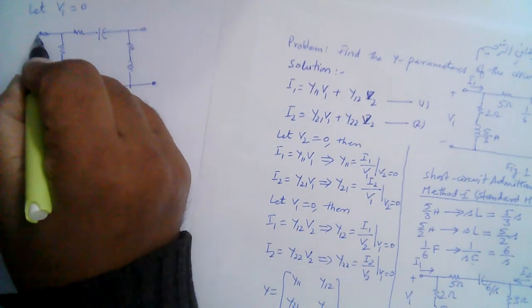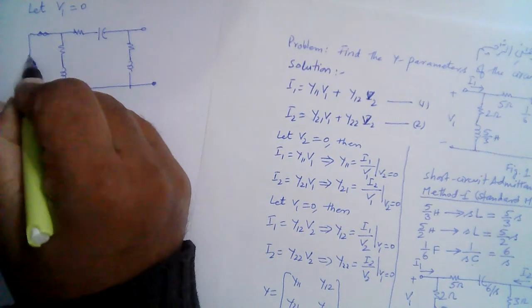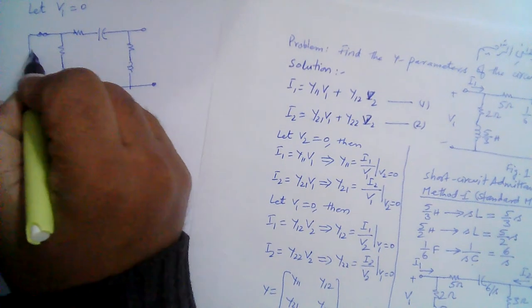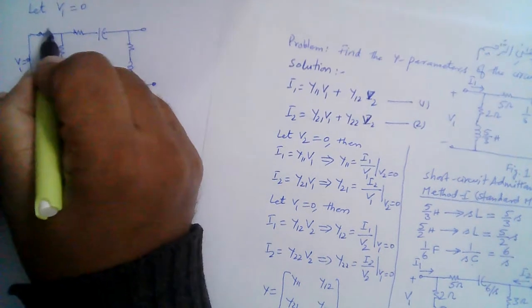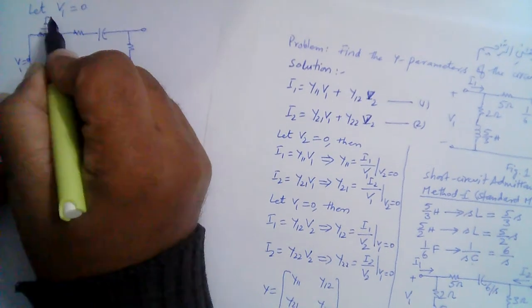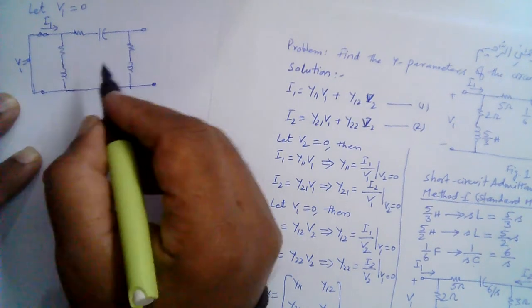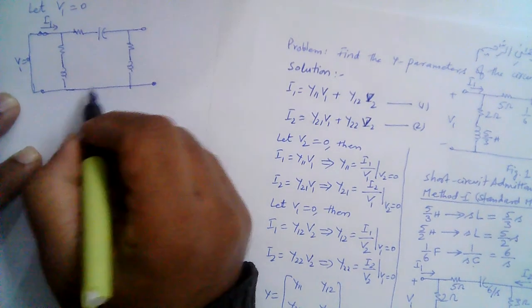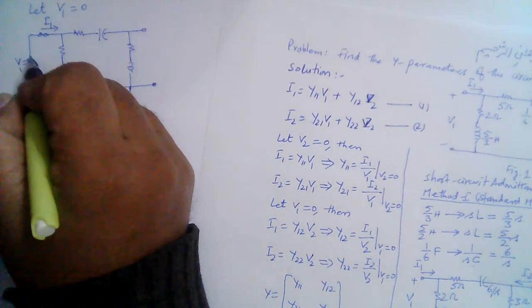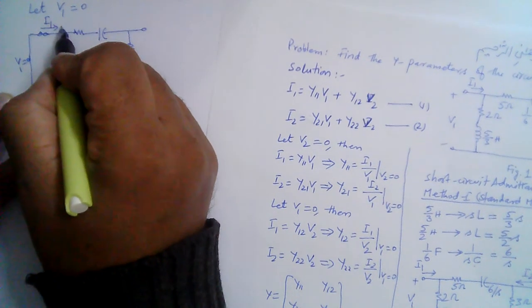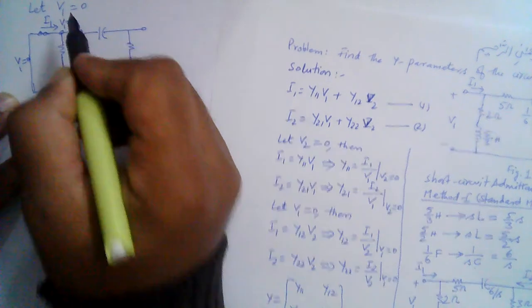So we are short circuiting these input terminals, right? So V1 is 0 here. V1 is 0, and the current flowing in is I1, and we have short circuited this, right? And this is 0, so V1 is equal to 0, and this means that V1 is 0 here as well.